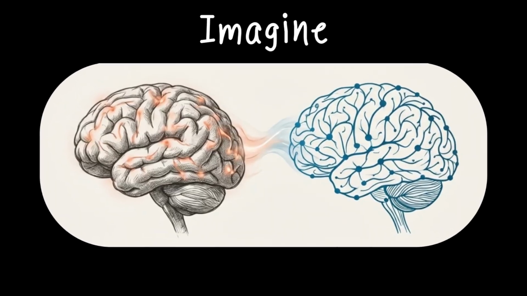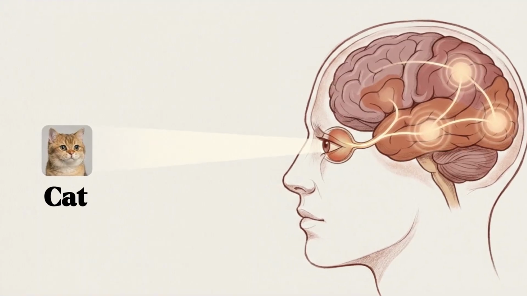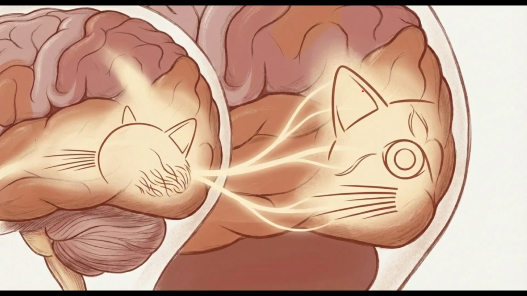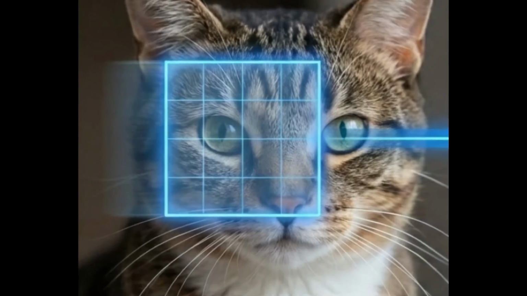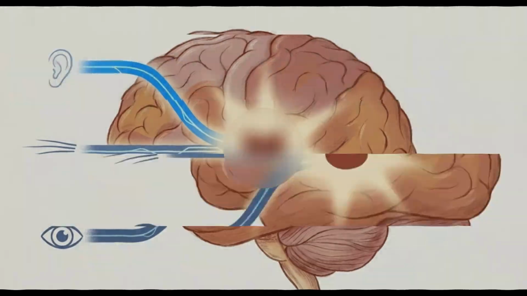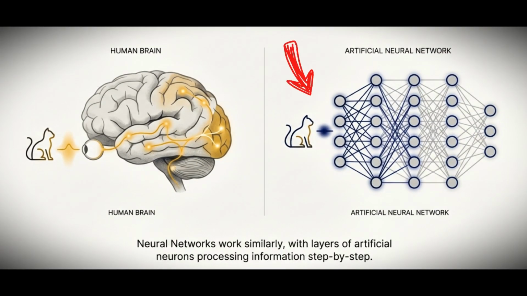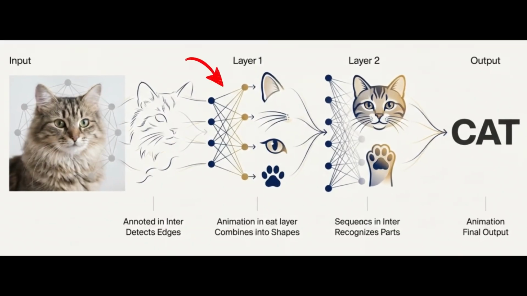Imagine your brain processing information. When you see a cat, your eyes capture the image, different parts of your brain process different features, edges, shapes, colors, patterns, and eventually your brain says, "That's a cat." Neural networks work similarly, with layers of artificial neurons processing information step by step.